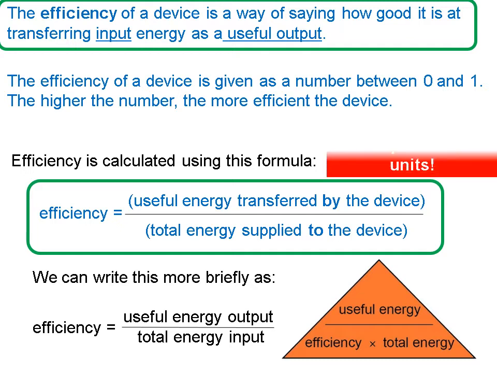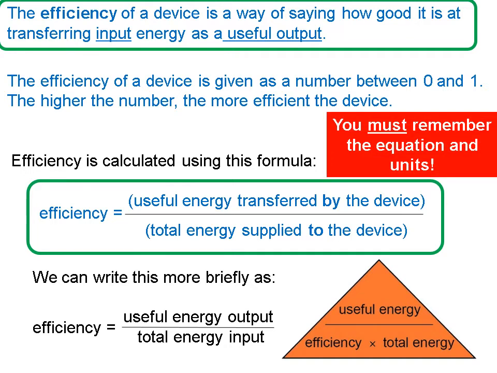This is one of the equations that you need to remember for the exam. So you might be asked to calculate efficiency and they won't tell you what the equation is. So it's something that you need to go into the exam remembering. You could do that by memorising the triangle instead, which is the one in the bottom right hand corner.